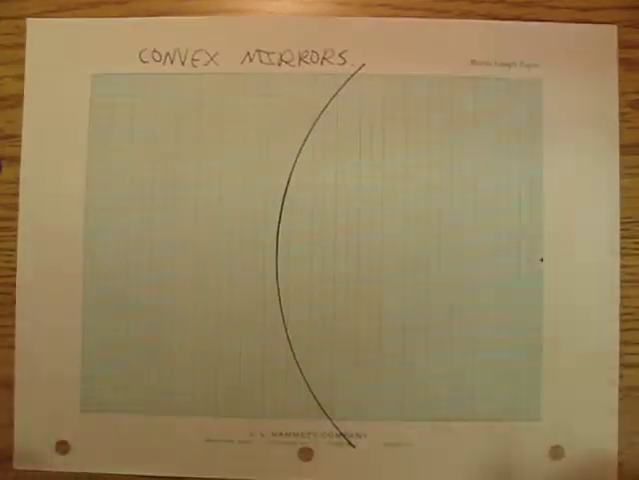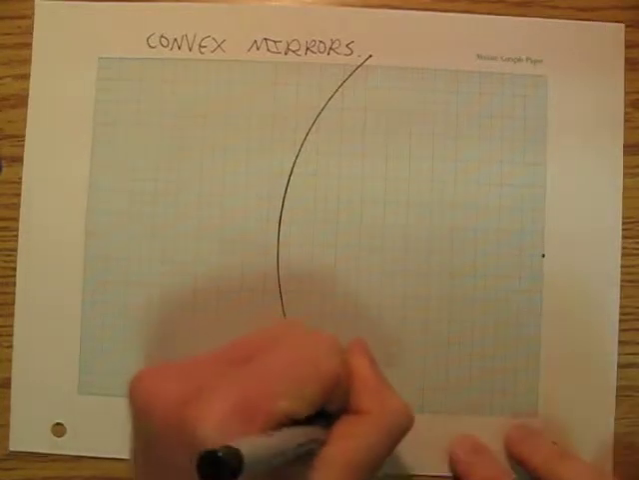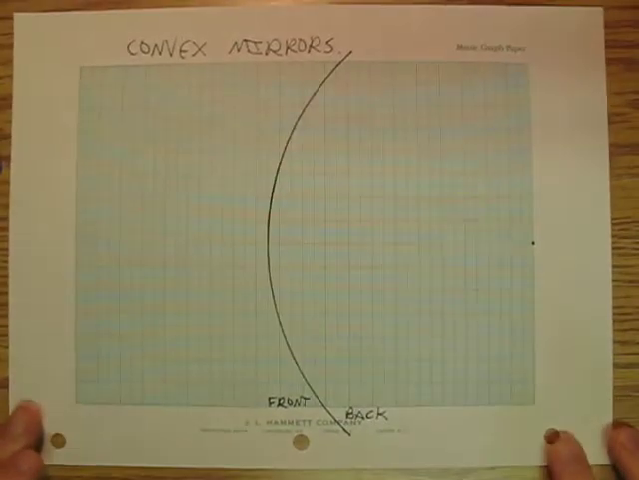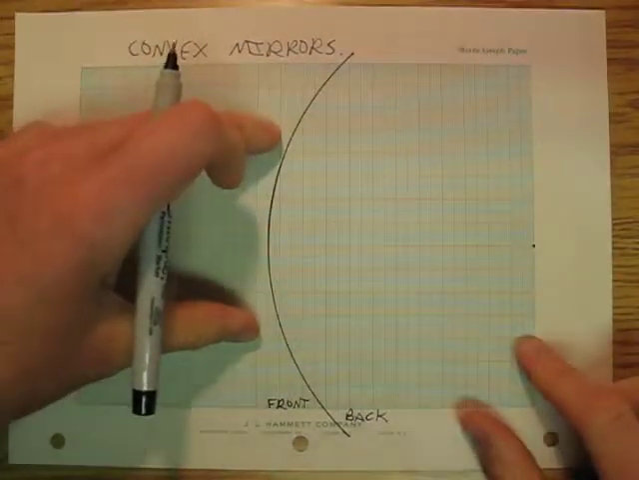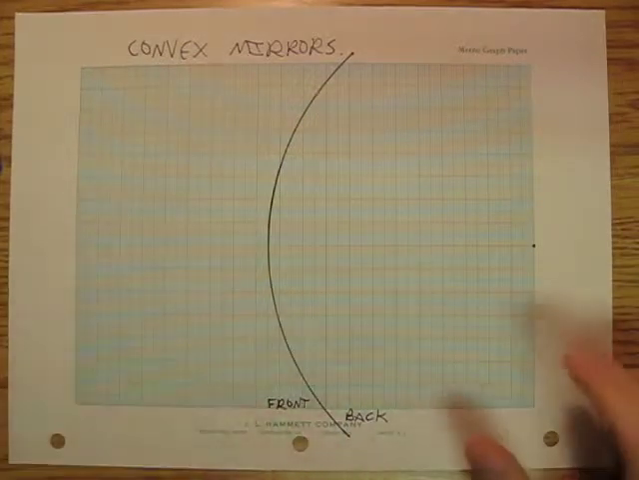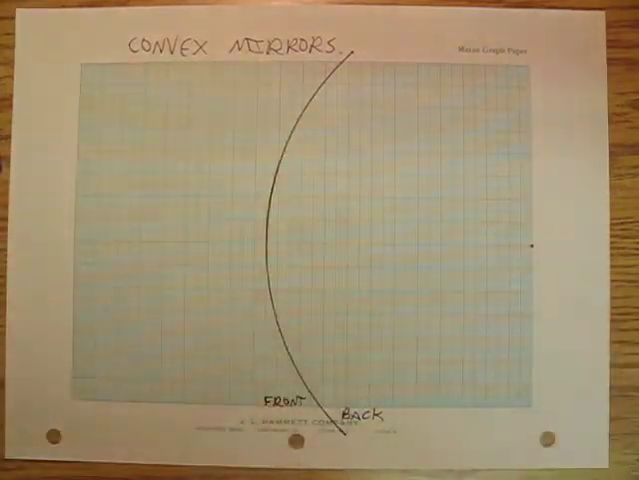So now the key thing is this is the front and this is the back. So the front side of the mirror is on the outside of the curve, and the inside of the mirror, the inside of the curve, is the back side of the mirror.